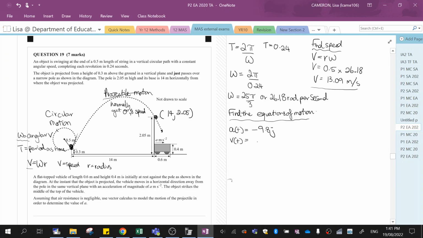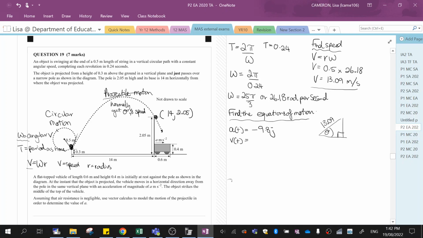Now, the next one we're going to do is get our velocity or our speed function for this. In order to do that, we need to think about it in terms of what it actually is. So I'm just going to draw a little diagram over here, just like we did in class. We've worked out that the speed of this is going to be equal to 13.09. We also know that this is the angle that we would have.